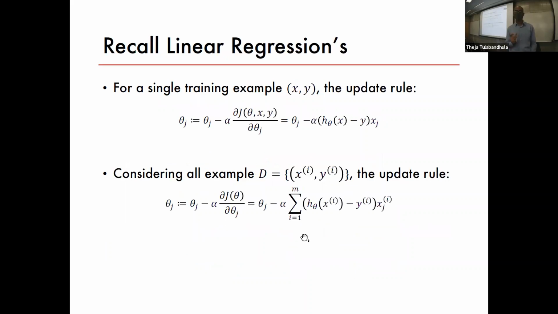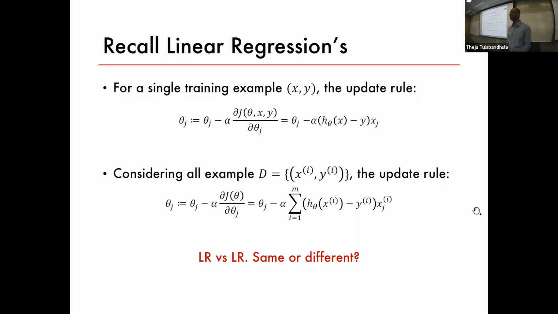Now let's recall linear regression's setting, just to compare and contrast a little. For a generic training example x comma y, linear regression has a very similar expression: theta j new is theta j old minus some learning rate times h theta minus y times xj. For all examples, there will be an extra summation over m. Given these two expressions on the two different slides, the update rules look exactly the same: theta j is theta j minus alpha times some summation of this expression.